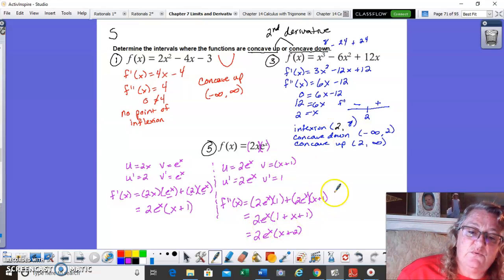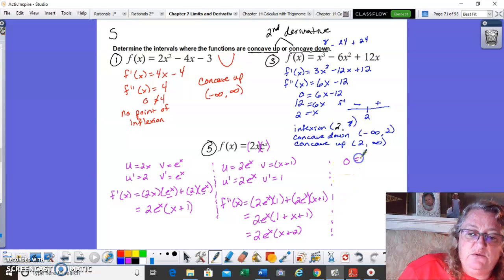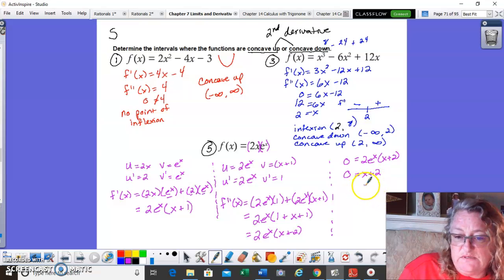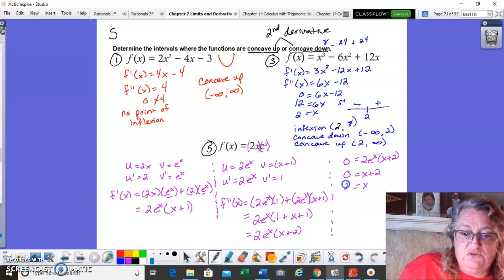All right, so this is the one I want to set equal to 0. So 0 equals 2e to the x times x plus 2. Really don't need to consider this factor equaling 0 because e to the x will never equal 0. Okay, so I really only have to think about x plus 2. When does that equal 0? Well, that equals 0 when x is negative 2.